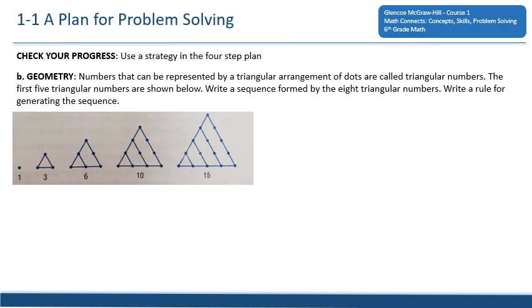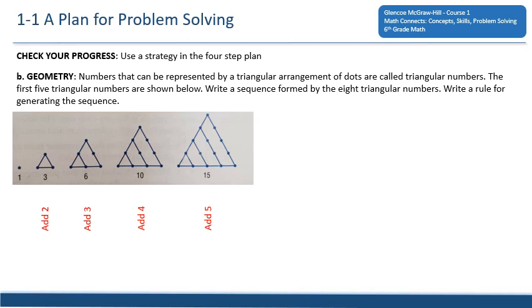You'll notice there's 1, and then there's 3, and then there's 6, 10, and 15. So those are the dots that they're counting, right? There's 1 dot there, and the first triangle is 3 dots, and there's 6 dots. So between 1 and 3, we're going to add 2. Between 3 and 6, we add 3 dots. Go from 6 to 10, we have to add 4 dots. And from 10 to 15, we have to add 5 dots.